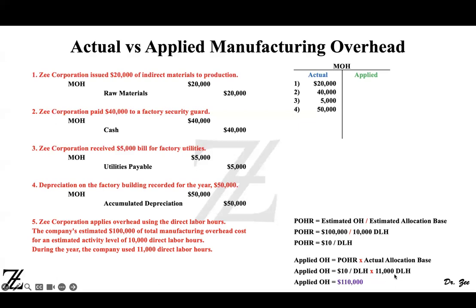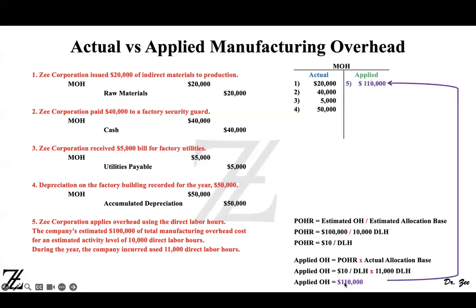So you use that $10 per direct labor hour and multiply this with the actual allocation base, which is 11,000. This will give you 110,000 of applied overhead. This is what you have got so far, 110,000 applied overhead. This goes to your MOH account, right? So in the T account, because applied overhead is on the right-hand side, you are inserting that value, 110,000 that you have calculated, right here, and that belongs to entry number 5 here.